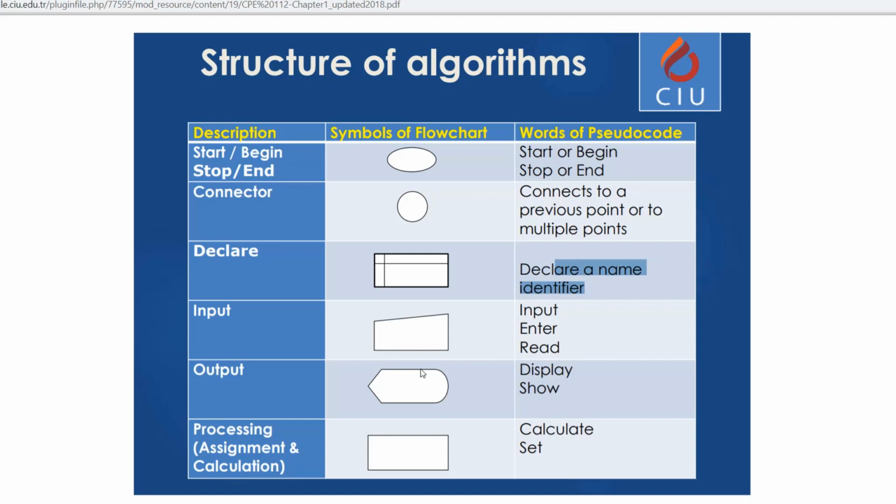the default input device on the computing systems is the keyboard, and the default output device on the computing systems is the screen. Any kind of operation that is either logical or mathematical falls under the category of process box. A process box is a rectangle, and any kind of operation that you do on the computing side should be listed in this box. You can use the words calculate or set to refer to the process box.